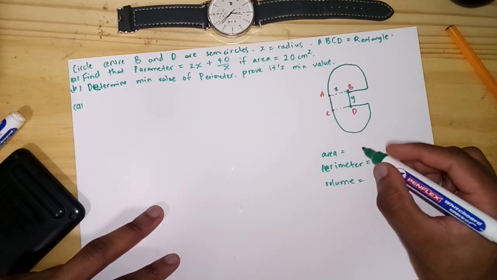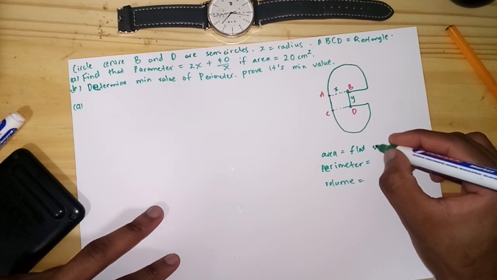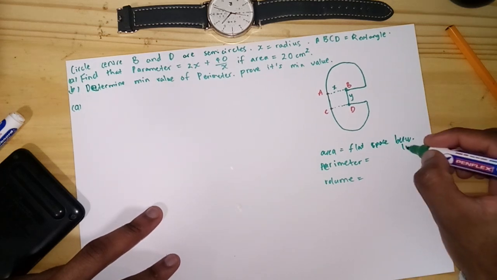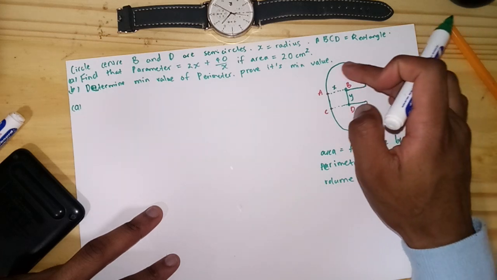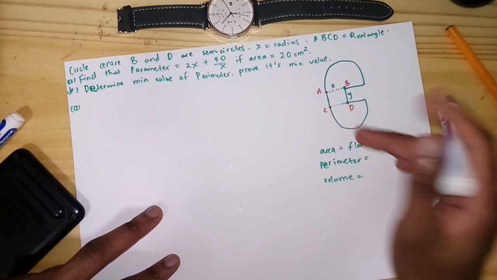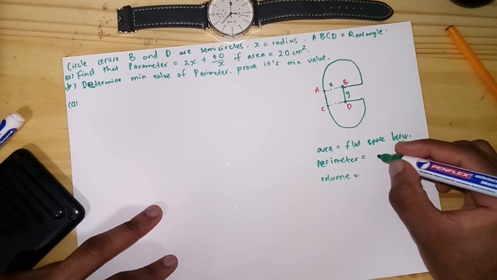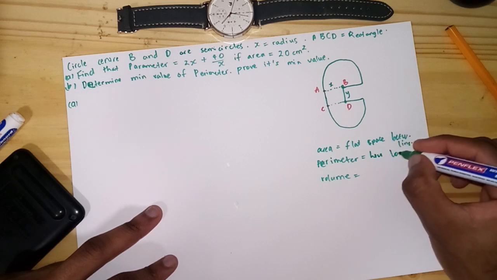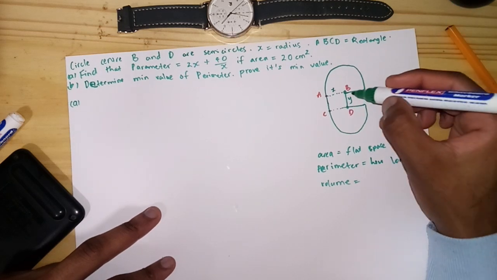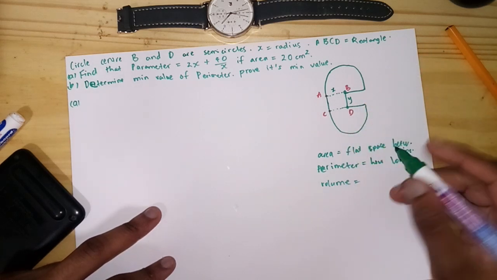So the area is basically the flat space between the lines. So the area is all of this, finding out whatever amount of space is between all of these lines that you're seeing here. And then the perimeter is how long those lines are. If you were to find a ruler and measure the length of each and every single line here, that is you trying to find the perimeter.